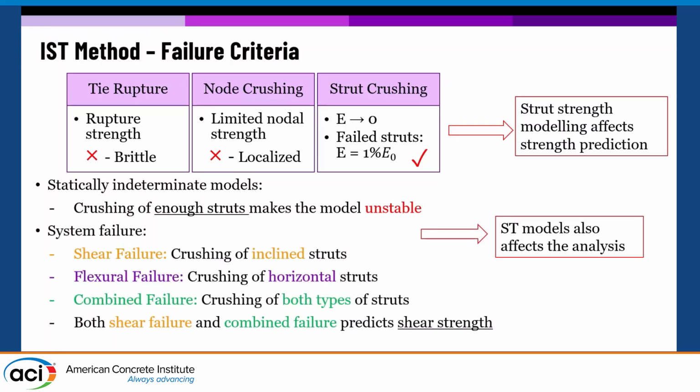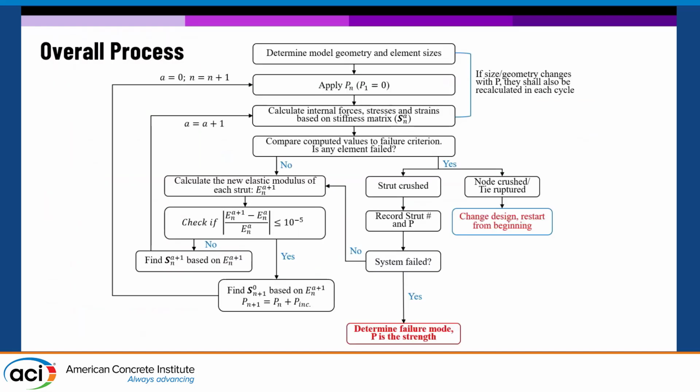And we have, of course, different failures. Shear failure, flexural failure, crushing of horizontal strut, combined failure, crushing of both types of struts, so horizontal and inclined. And both this combined and shear, we called it really shear failure. Sometimes we call it combined, but it really means that the beam failed in shear. Again, this is the whole overall process, and I won't discuss this in too much detail.